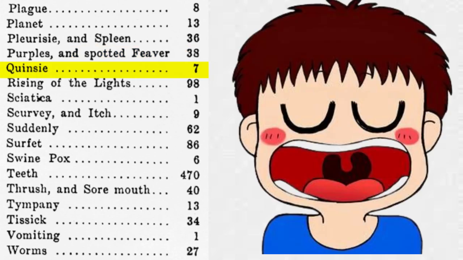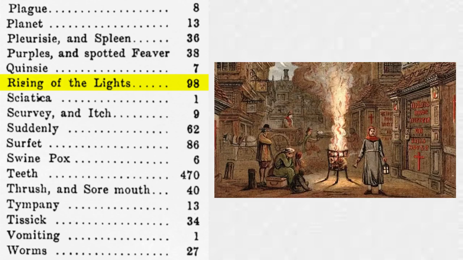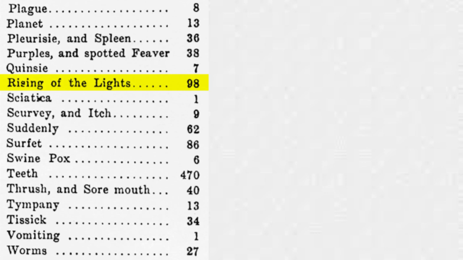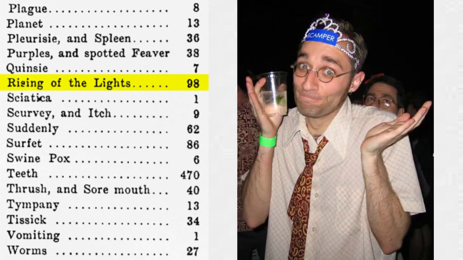Kinsei, or infected tonsils/tonsillitis, killed 7, and 98 are listed under, quote, rising of the lights, which is a combination of choking and lung failures. Apparently lungs were called the lights because they were lightweight organs in Anglo-Saxon verbiage. I haven't weighed any organs in my day, but I suppose this makes sense.